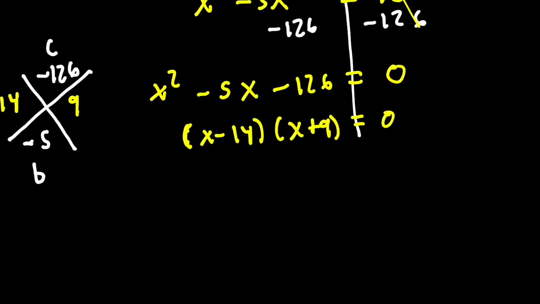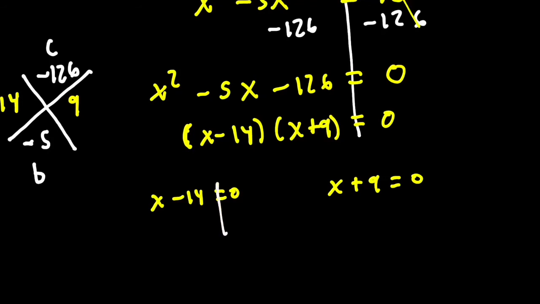Now, because I have a product of two things and that's equal to 0, I can use the zero product property and set each factor equal to 0. So here I can let x minus 14 equal 0, and I can also do that for x plus 9. I have two linear equations. I need to solve both of them.